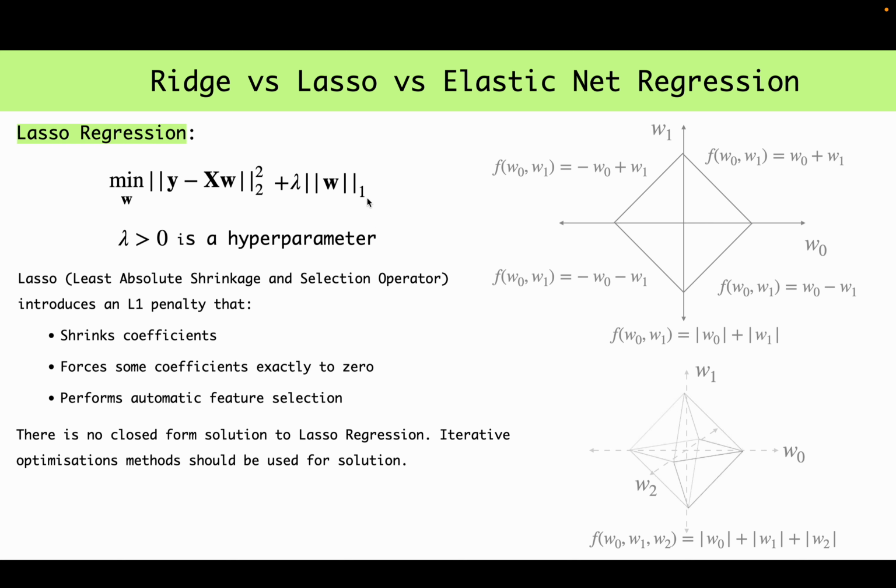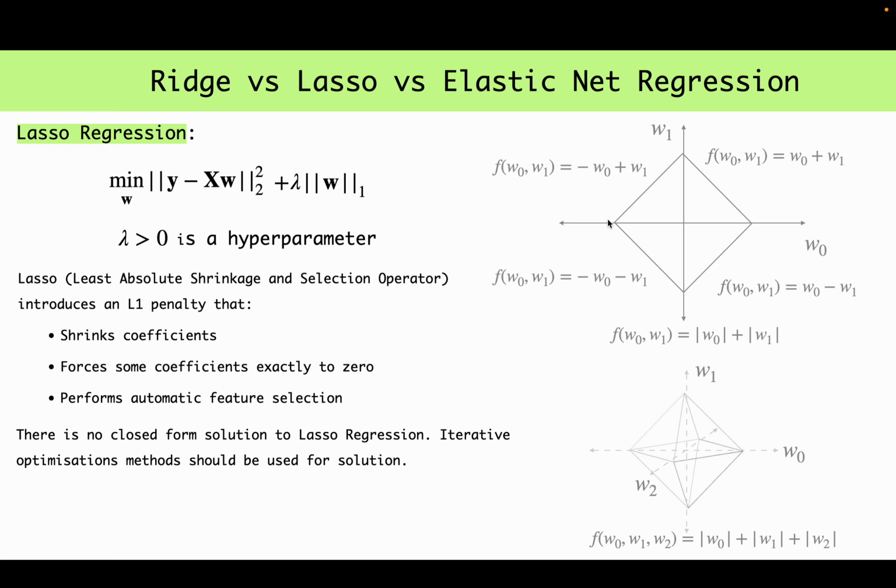And the important thing is that this is not a differentiable function because it involves absolute value functions, and so we cannot find a closed form solution. We have to use optimization solvers to find the solution. So when you go to higher dimensions, you will have something called an octahedron kind of a constraint on the weight vectors, just like in the previous case where we had a circle and a sphere.